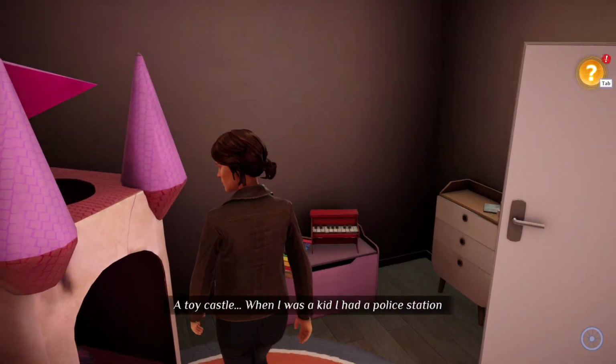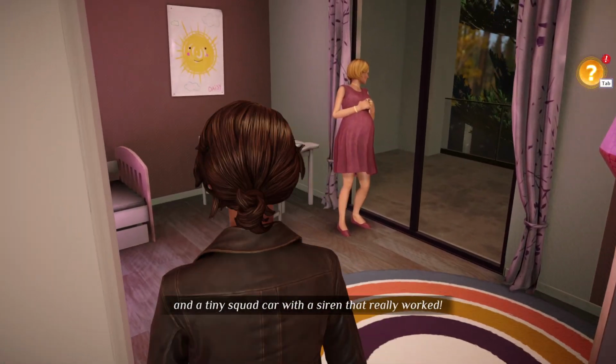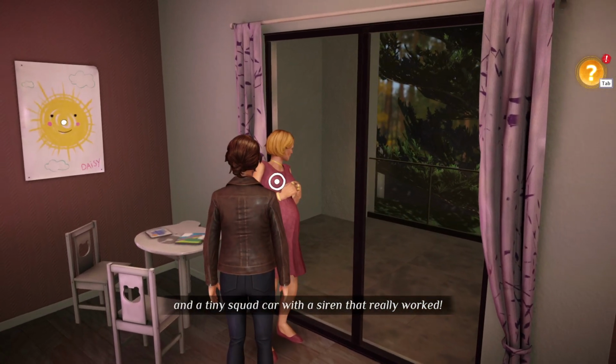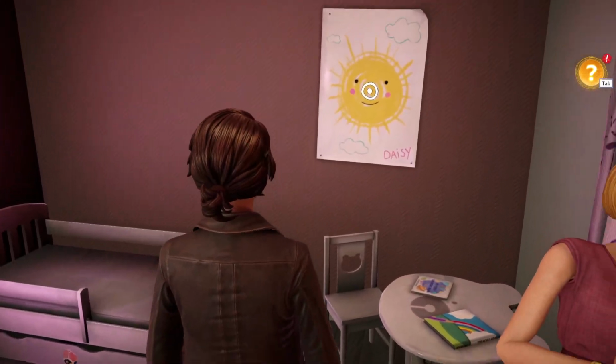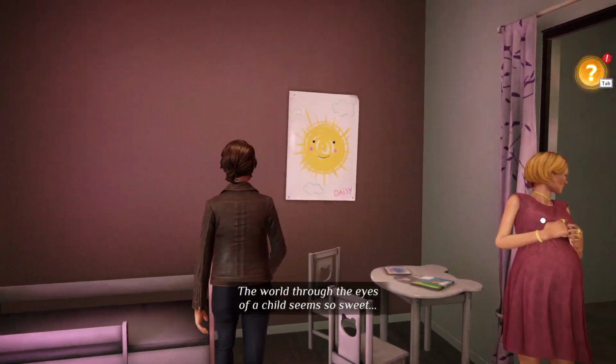Toy Castle. When I was a kid, I had a police station and a tiny squad car with a siren that really worked. Okay, so that's why you are a detective. Oh, there's another thing. The world through the eyes of a child seems so sweet.